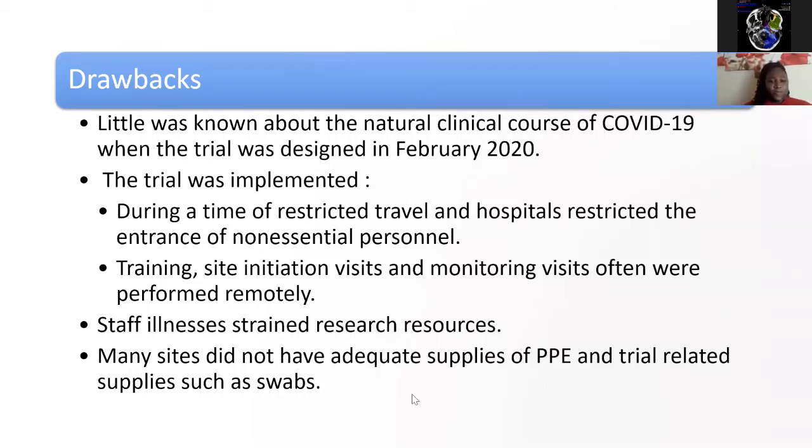In this particular paper, they've mentioned that little was known about the natural clinical course of COVID-19 when the trial was designed in February 2020, which is true. And considering the methodology, I would say the result is quite commendable. The trial also was implemented during a time of restricted travel and staff illnesses. Many sites did not have adequate supplies of people.